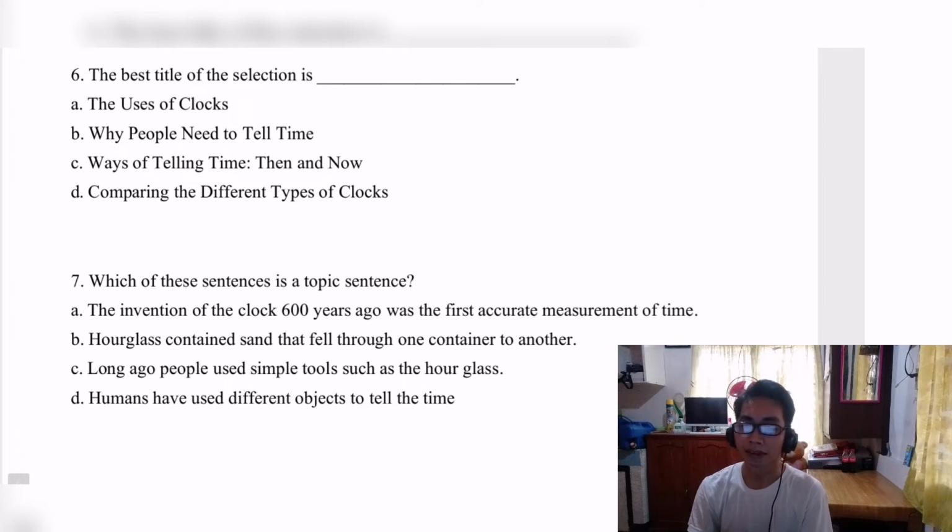A. The invention of the clock 600 years ago was the first accurate measurement of time. B. Hourglass contained sand that fell through one container to another. Letter C. Long ago, people used simple tools such as the hourglass. And lastly, for letter D, humans have used different objects to tell the time.